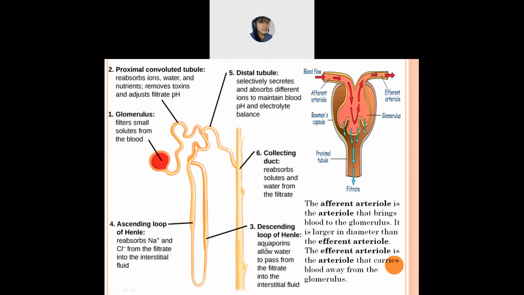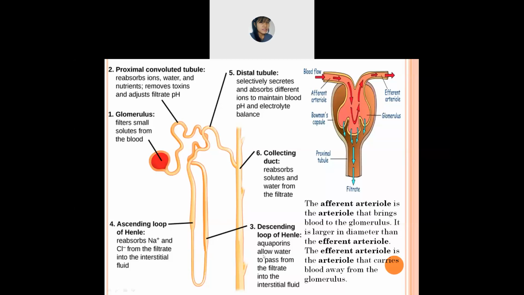Aquaporins means what? Water permeable, means water will be able to flow. Aquaporins means where water can flow freely. So this is the meaning of aquaporins. So in this descending loop of Henle, aquaporins allow water to pass from the filtrate into the interstitial fluid.